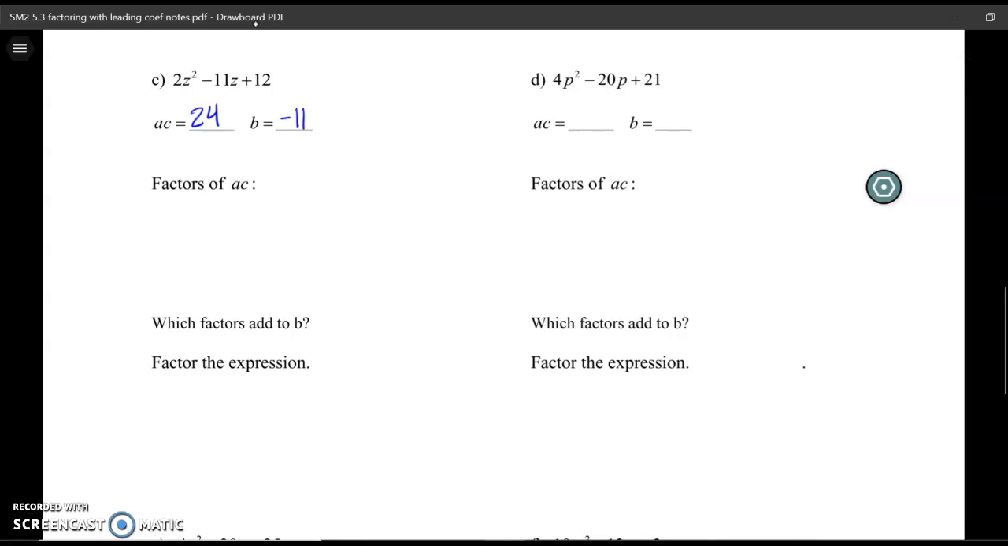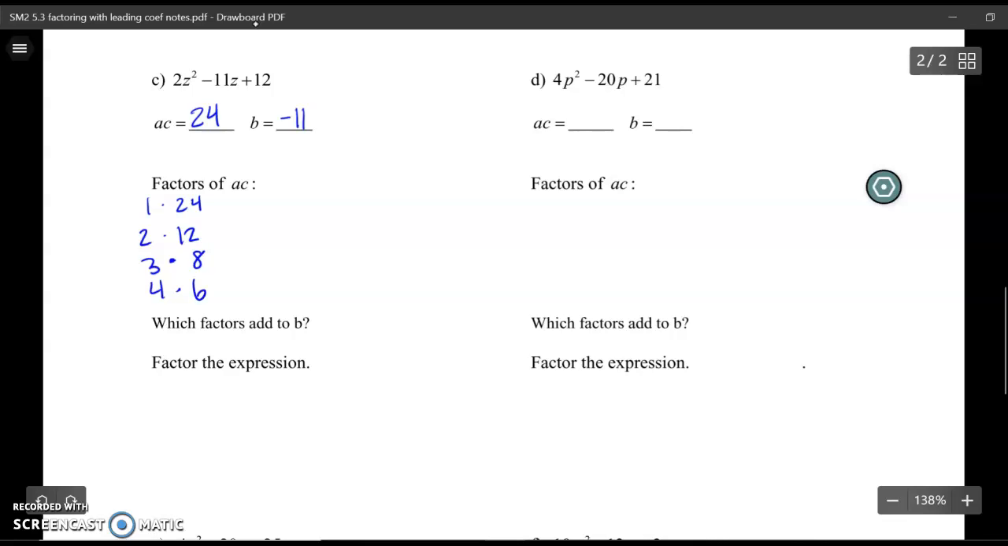Okay, I'm still going to list out the factors of AC, same as I would before. So I have 1 times 24, 2 times 12, 3 times 8, 4 times 6, right? And that should be all of them. Now, if I start looking at trying to add up these numbers, I realize that I'm just adding a bunch of positive numbers, and 2 positive numbers are never going to add up to negative 11. But what if I changed all of my numbers to negative?